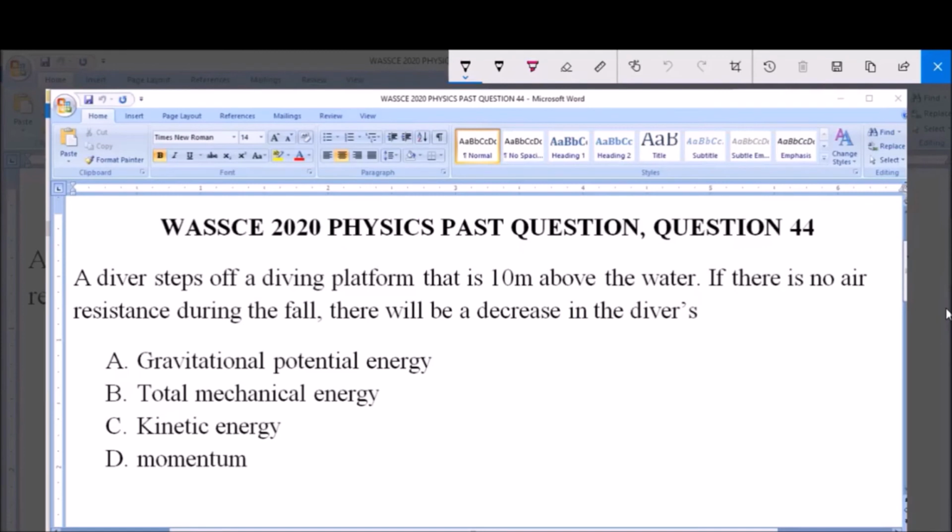A diver steps off a diving platform that is 10 meters above the water. If there is no air resistance during the fall, there will be a decrease in the diver's A, gravitational potential energy, B, total mechanical energy, C, kinetic energy, and D, momentum.